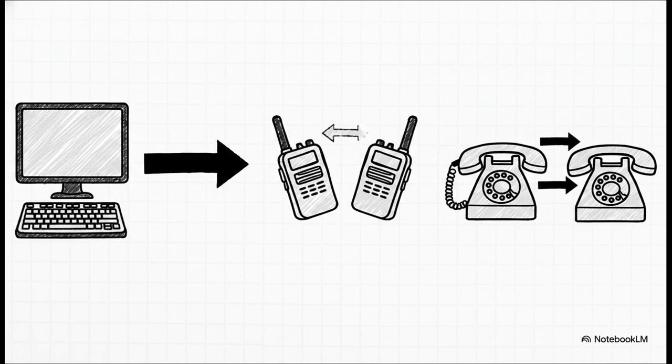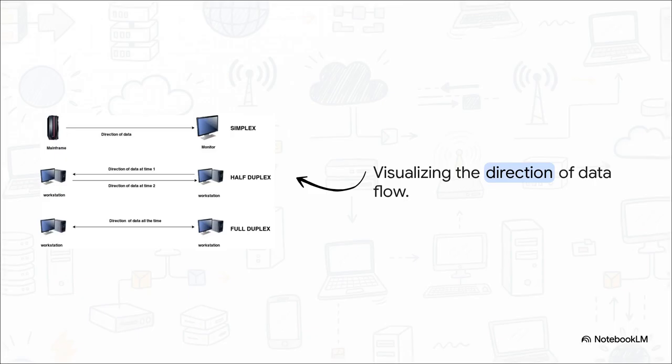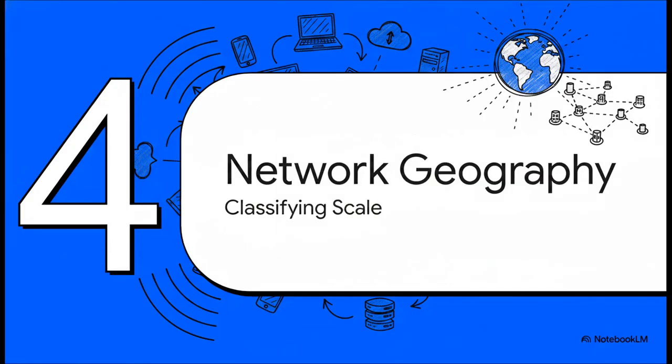And this brilliantly illustrates how massive the difference in efficiency really is. In simplex, that channel is permanently dedicated to one direction. Half duplex uses the whole channel, sure, but it completely sacrifices time because of that required turn taking, time 1, then time 2. Full duplex, though, is the absolute gold standard for modern tech. It effectively splits the channel's capacity so that constant, simultaneous two-way communication can happen without any collisions at all. All right, let's zoom out a bit for Section 4, classifying networks by geography.